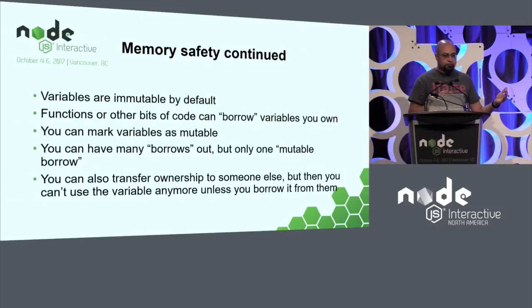You can transfer ownership to someone else. I can sell you my car. Once I sell you my car, I can't crush it anymore. You are now the owner of it. You can do whatever you want with it. I can borrow it. I can mutably borrow it, but I don't any longer have the right to destroy it.